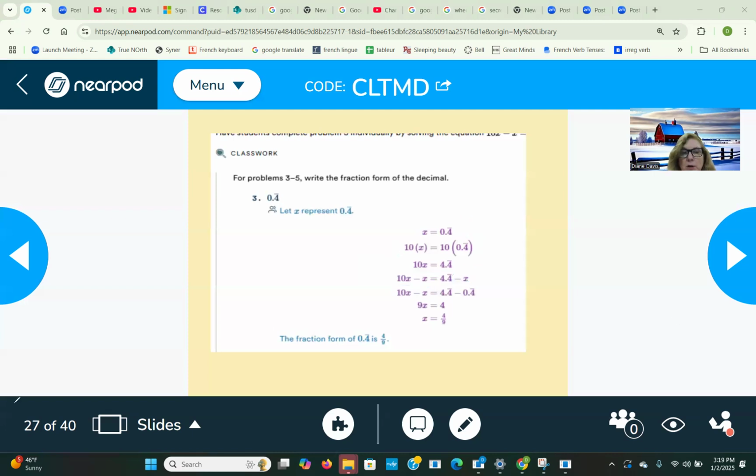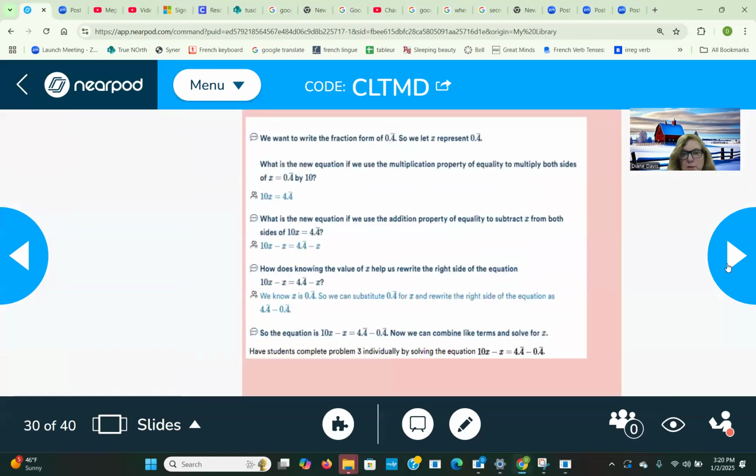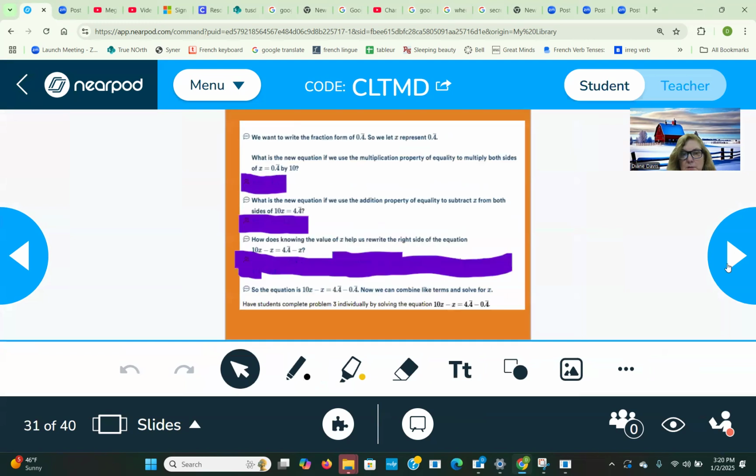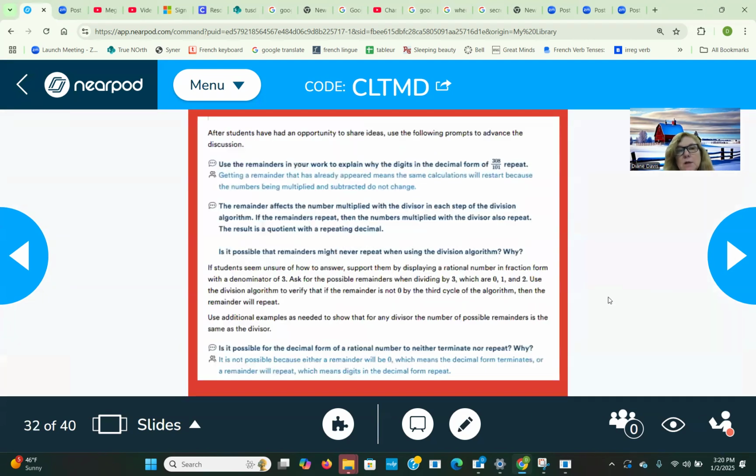So that's where we are. As far as the slides, it's still talking about the same problem here. And that's what they're saying. Okay, so use the remainders in your work to explain why.